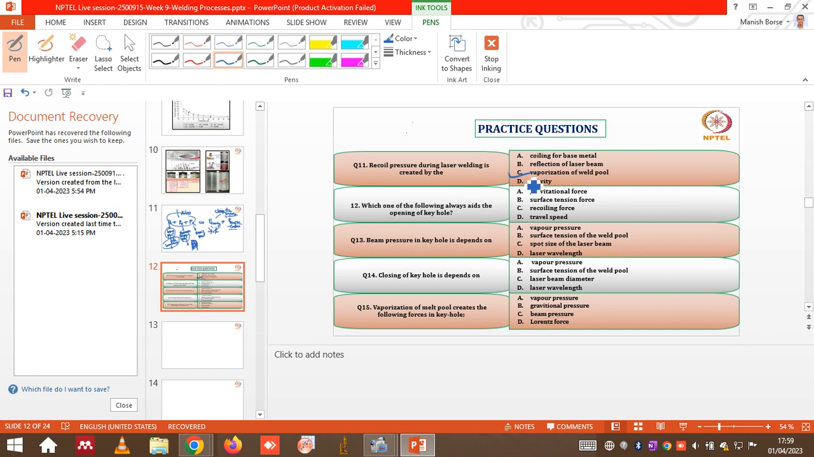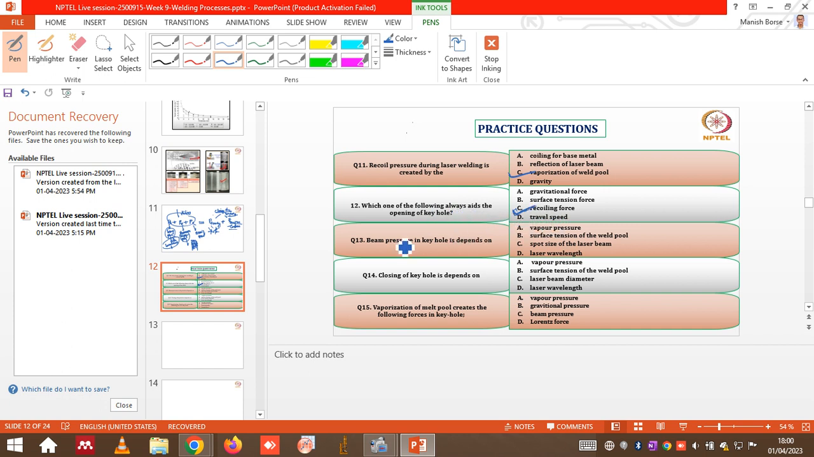And also, which one of the following always aids the opening of the keyhole? We know that again the left hand side forces like recoil pressure, vapor pressure, and this one, beam pressure, are related to that, right? That will aid the keyhole formation. So travel speed is not actually a force or variable in this, and it is not related to this question. Okay, so option C is more appropriate.